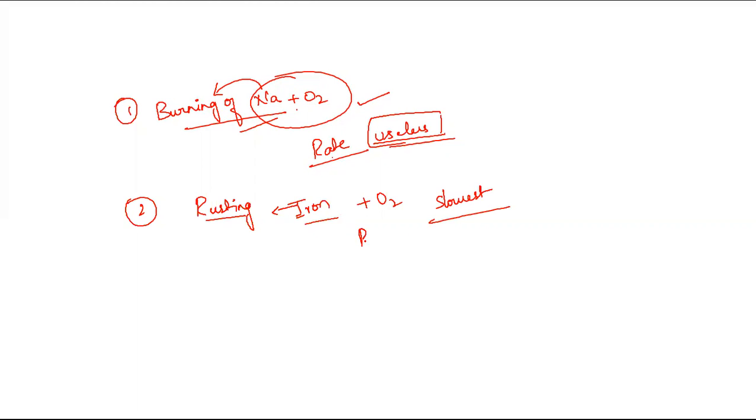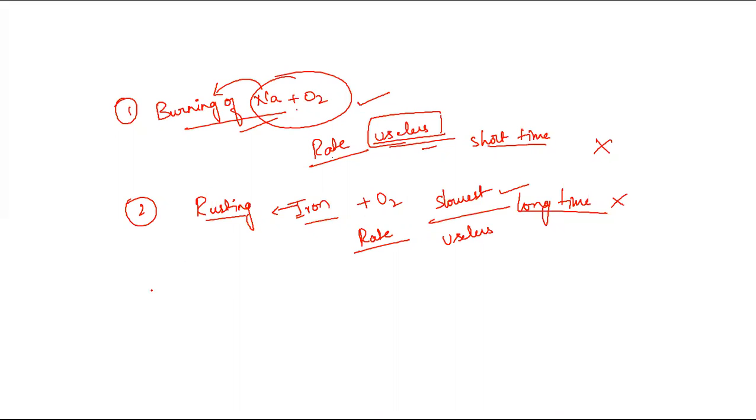Okay, so knowing the rate of these types of reactions is also useless, because it may take months, it may take years together. So rusting may take many years or many months, right? Sorry, burning takes very little time, a very short period. So this one is taking a very long period. So there is no requirement of knowing the rate of a reaction like this.